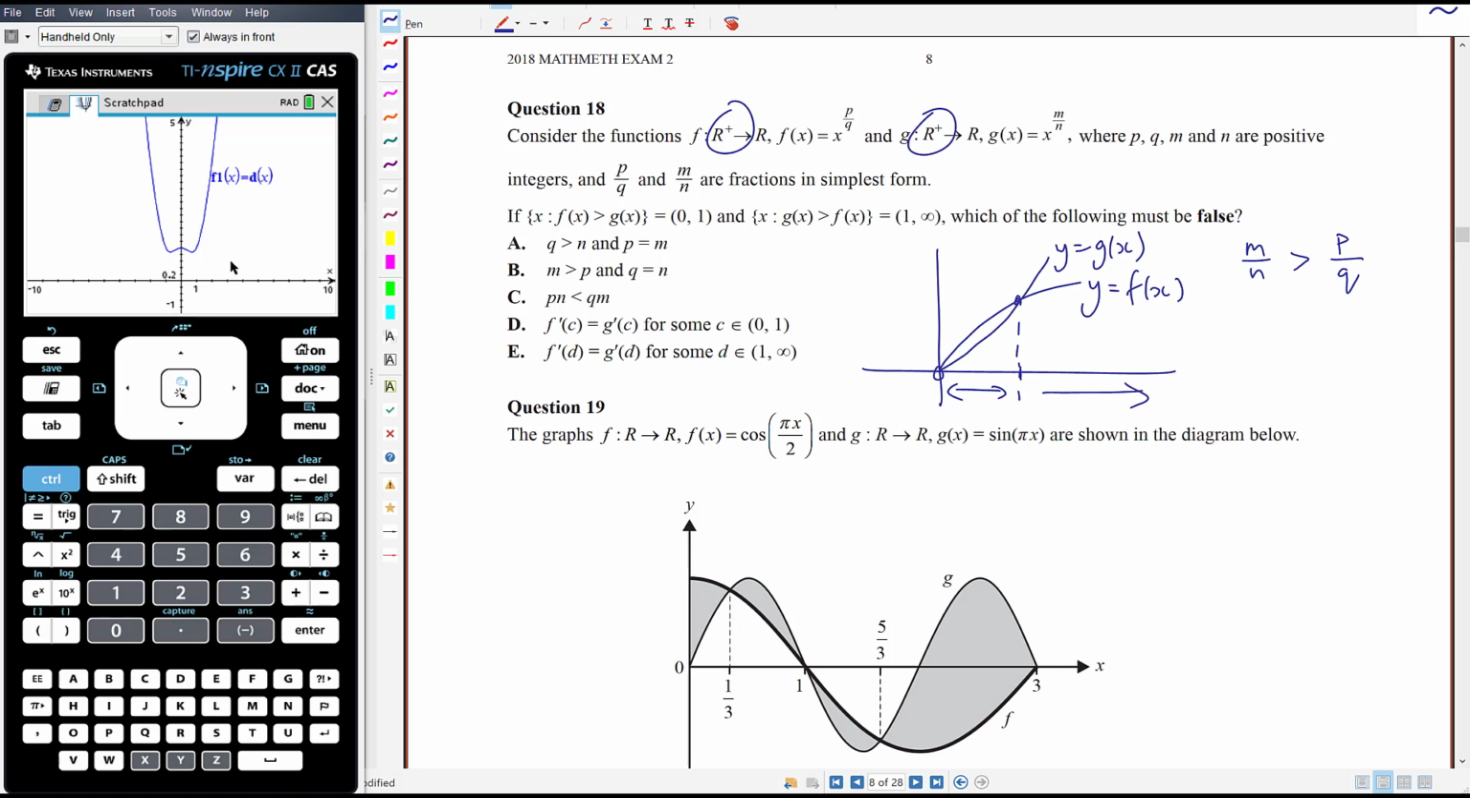Okay, so if we multiply both sides by q and multiply both sides by n, we know they're all positive, so that's not going to switch around the inequality. So m times q is bigger than n times p.